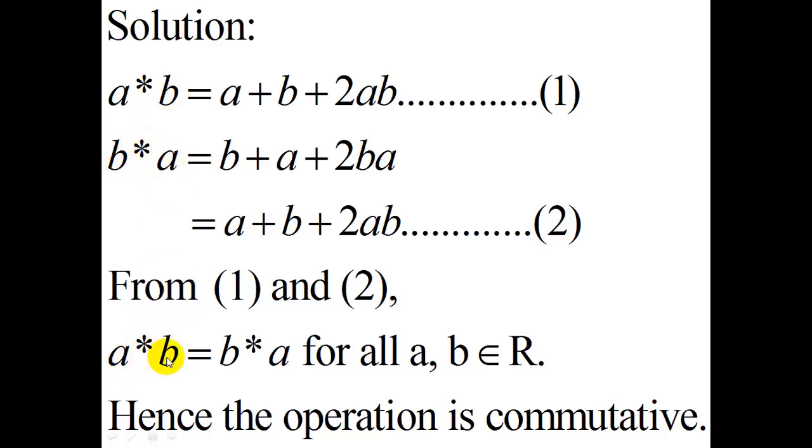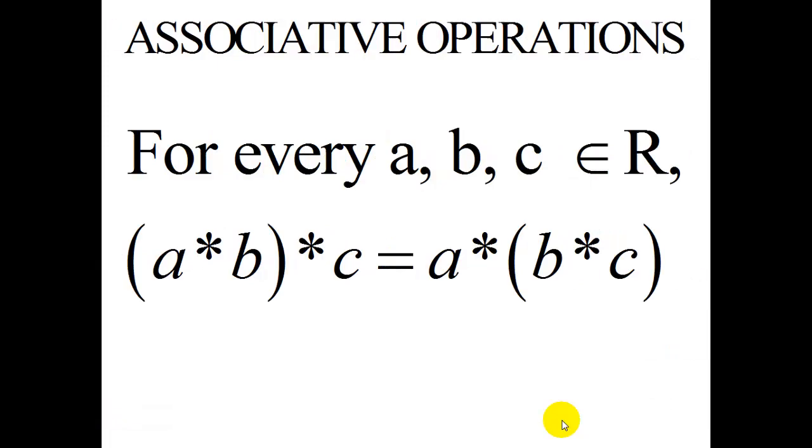So if A operated on B is equal to B operated on A for all A, B belonging to R, then it means that the operation is commutative.